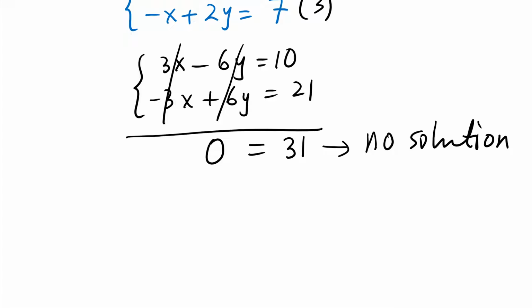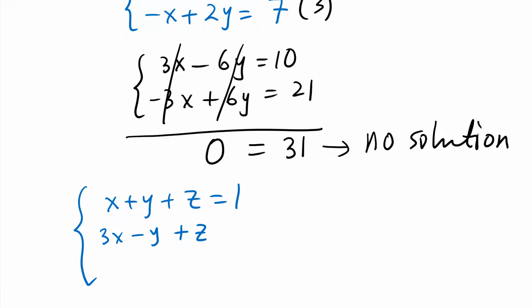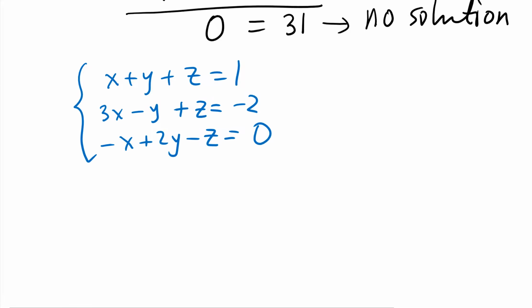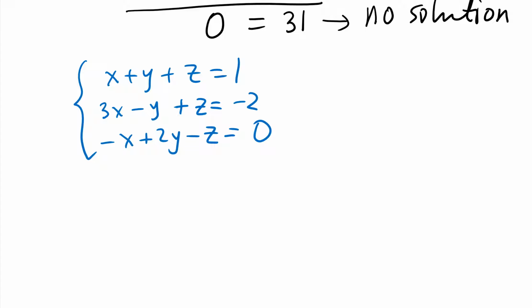Next system of equations. Let's say x plus y plus z equals 1. 3x minus y plus z is negative 2. Negative x plus 2y minus z equals 0. Even if the numbers are not nice, at least the process is what matters here.